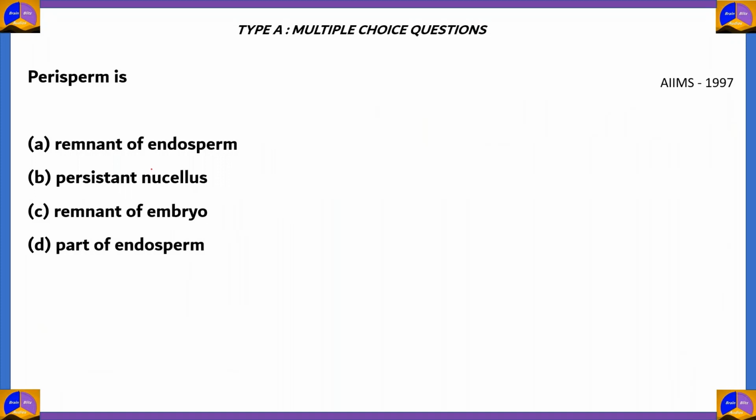Next question. Perisperm is A. Remnant of endosperm, B. Persistent nucellus, C. Remnant of embryo, and D. Part of endosperm. Let's look at each of our options. But before that, we should remember that the endosperm is consumed completely by the time a seed germinates. So this will not be present. So the options A and D, which means part of endosperm and remnant of endosperm, are incorrect.